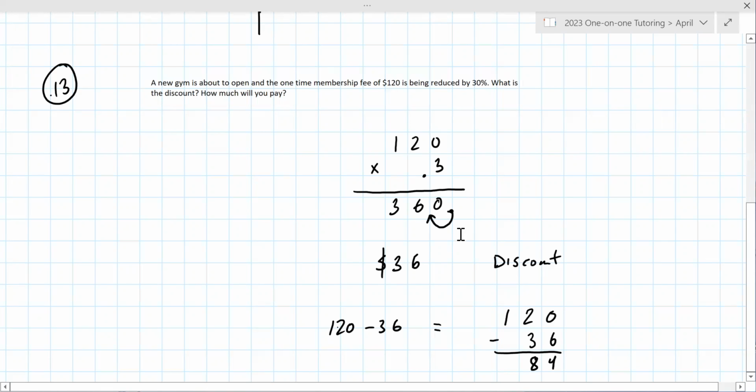Okay, let's consider another way to do this problem, because I'm not sure that this way worked out real well. 10% of 120 is 12. Do you agree with that? 10%, you just move the decimal over once. So 30% is multiplying by 3. 12 times 3 is 36.